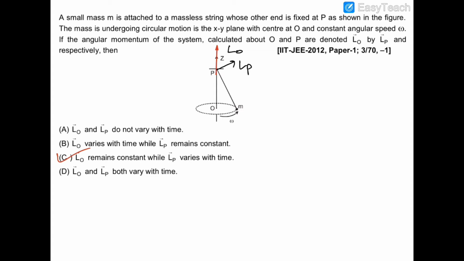Now, option number A, that LO and LP do not vary with time, is wrong. Option number B, that LO varies and LP remains constant, is also incorrect. And option number D, that both vary with time, is also incorrect. So the correct answer is option number C.